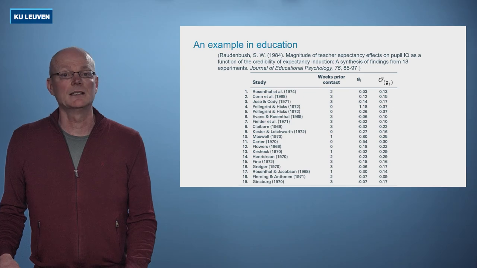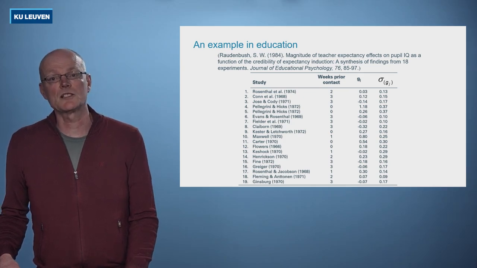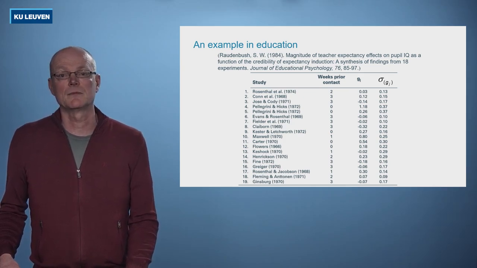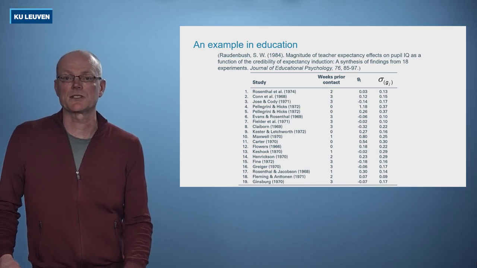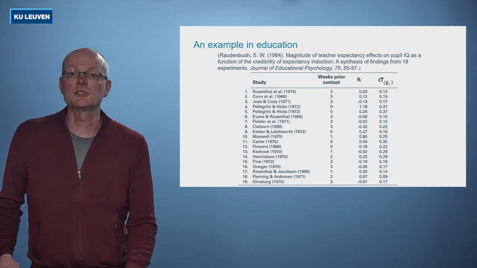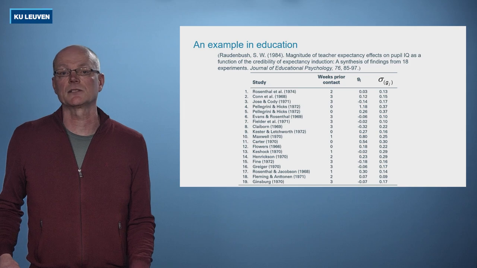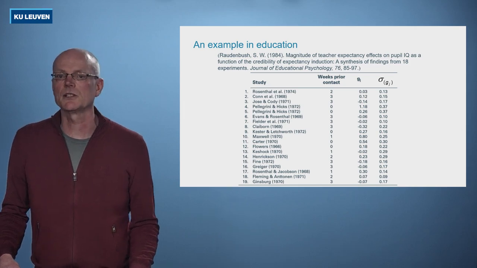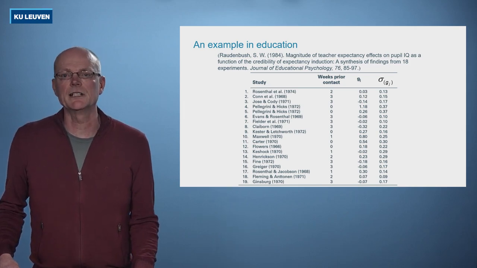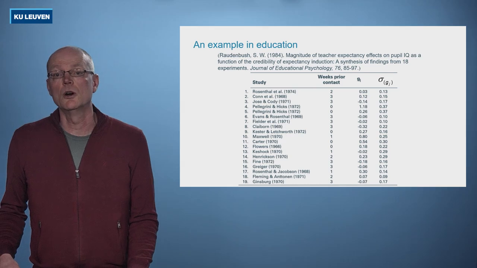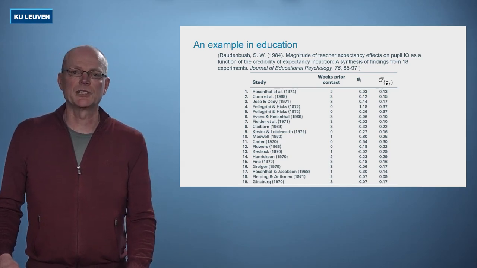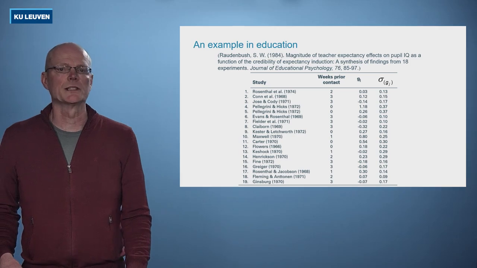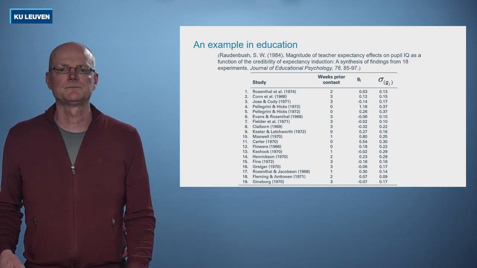There is another column called weeks of prior contact. In some studies, there was no prior contact between teachers and students, so teachers did not know the students yet at the start of the study. In other studies, teachers already knew their students for 1, 2, or 3 weeks before the study took place. The value 3 refers to 3 weeks or more than 3 weeks of prior contact.